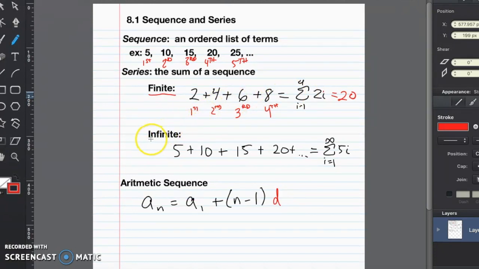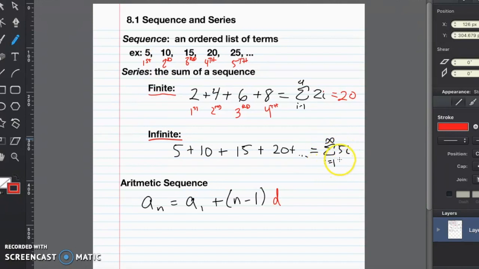Next, I'm going to look at an infinite series. So an infinite series goes on and on and on. In this case, I took the original sequence that we had before, and I turned it into a series, right? So instead of just commas, now we have additions in between, and we can denote that with this summation, right?